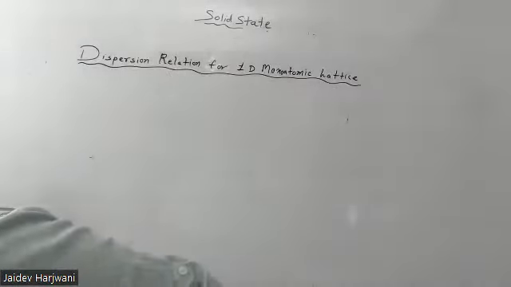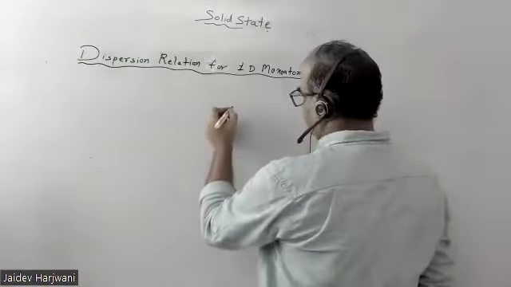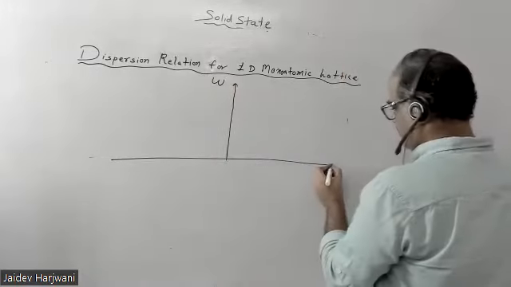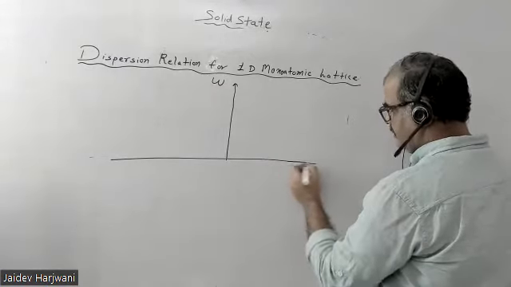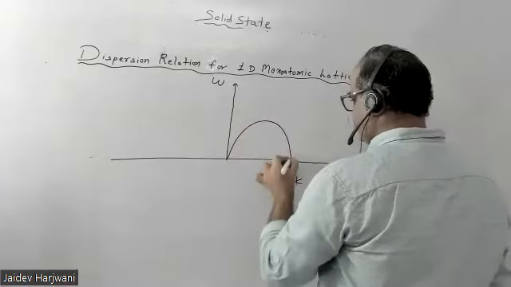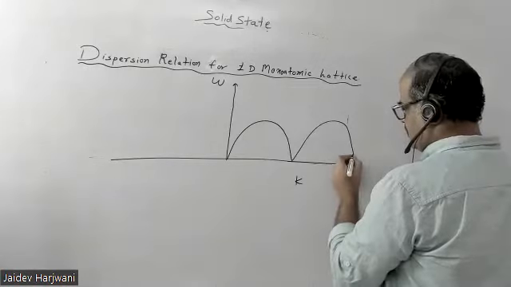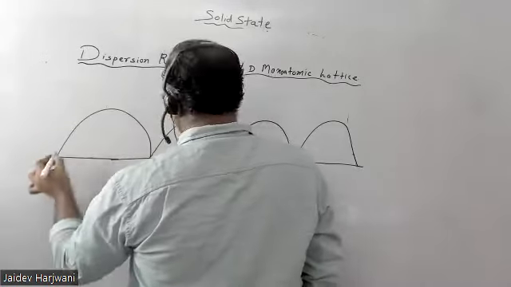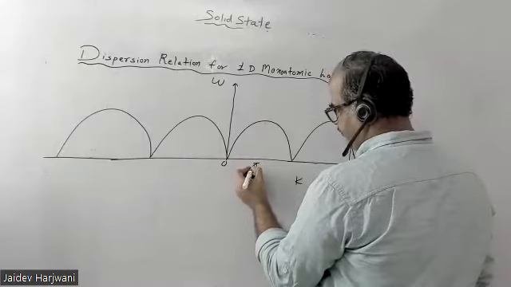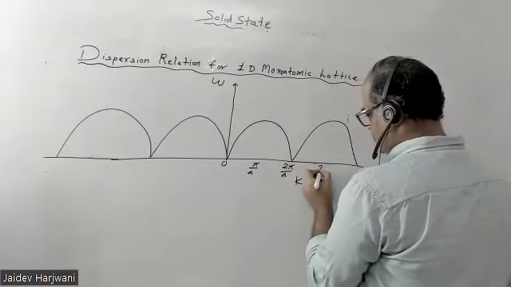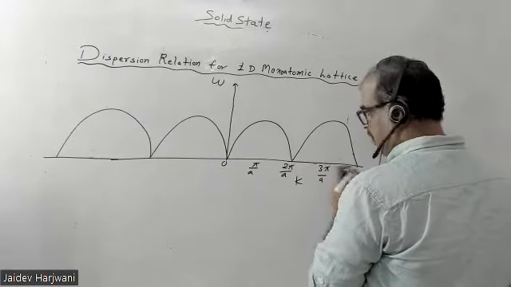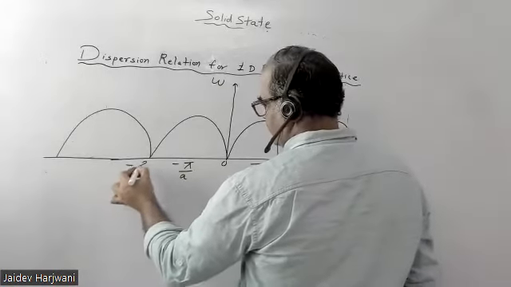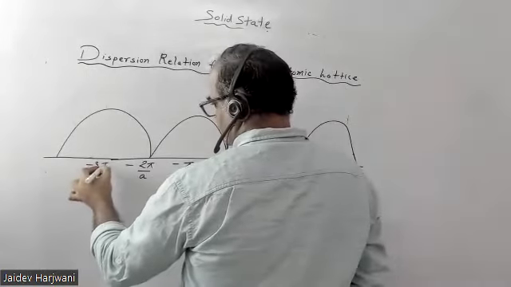Now, we know the dispersion curve, and yesterday we drew this omega versus k relation and plotted our graph. This is my 0, this is pi by a, this is 2 pi by a, this is 3 pi by a, this is 4 pi by a. Similarly here, this is minus pi by a, minus 2 pi by a, minus 3 pi by a, minus 4 pi by a.